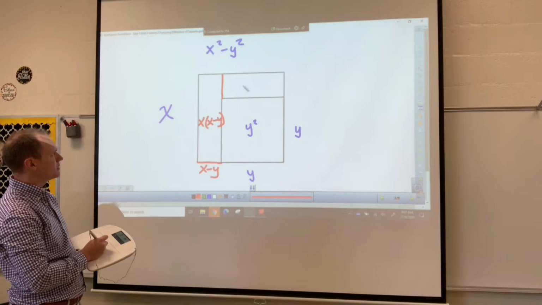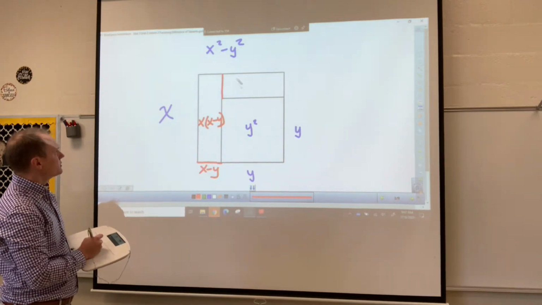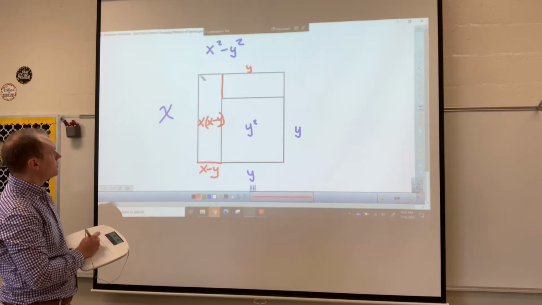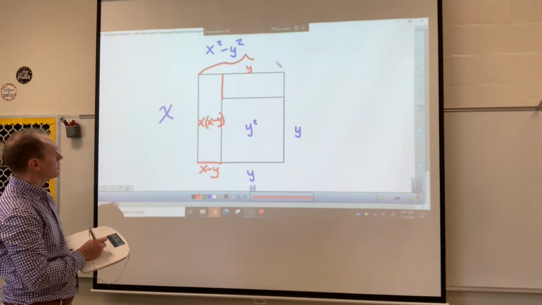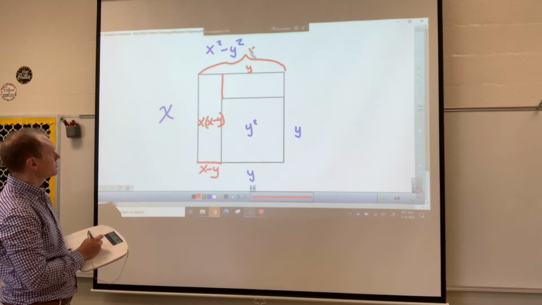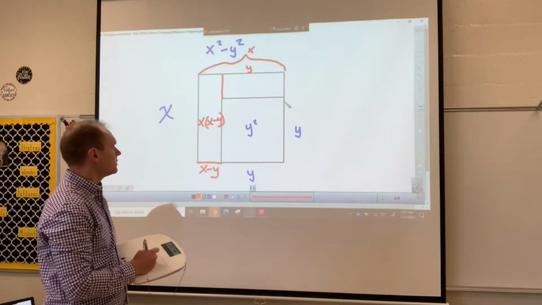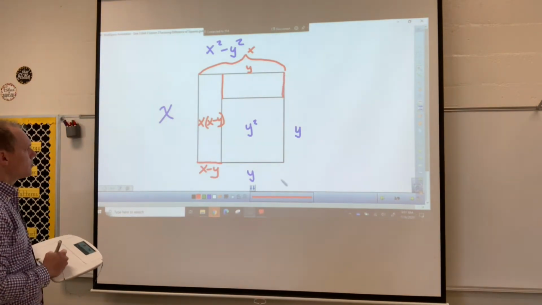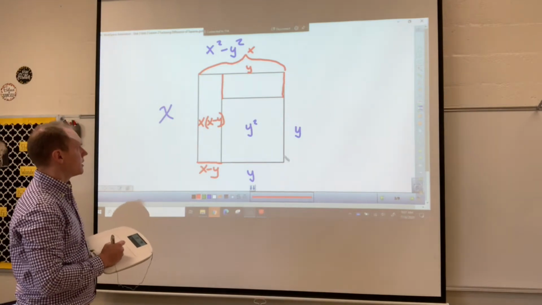All right, let's look at this piece up here. This length right here is y. And then, of course, the whole thing is still x. This length right here is going to be x minus y.